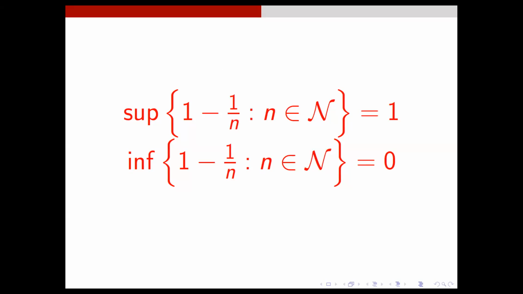So in this video we will show how to show that the supremum of the set 1 minus 1 by n, where n belongs to the natural numbers, is 1, and the infimum of the same set is 0. So let us take it one by one.